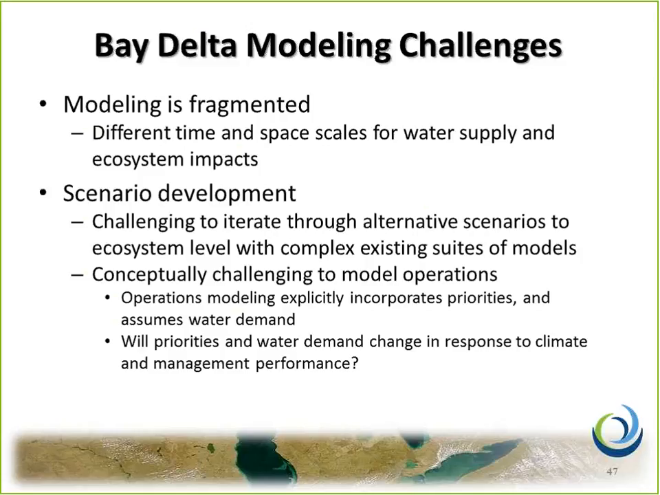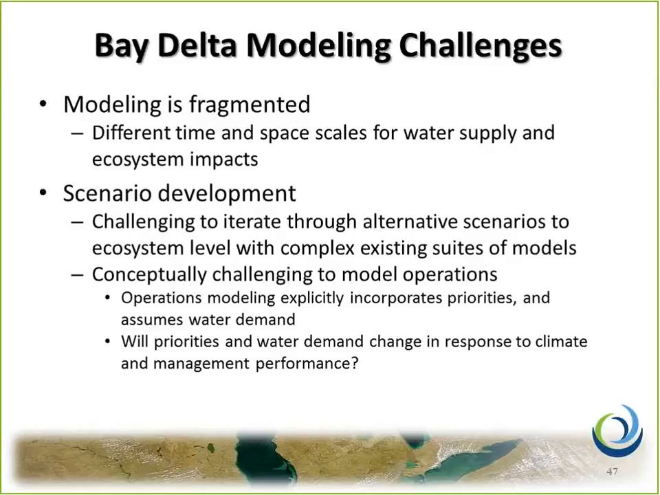So a few thoughts about the Bay Delta, the challenges here. Modeling's necessarily been fragmented in different time and space scales to look at different problems and different issues. Water supply versus ecosystem impacts. And the models are big and complicated. It's really challenging to iterate through alternative scenarios over and over and over again with models that take a long time to run with the existing suites of models. And I'll add, too, that I think it's conceptually challenging to model operations as part of that iterative process.